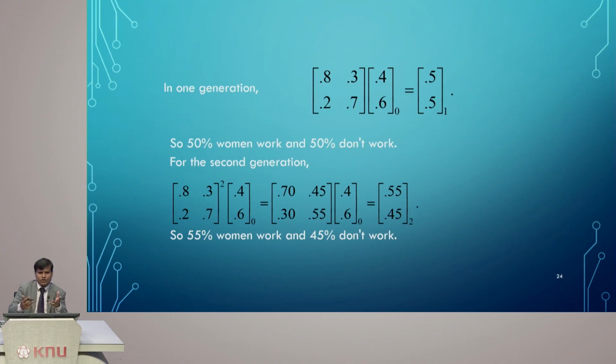And of course, you know what you should do for the third generation, right? If you are looking at the third generation, you would probably go for the cube of it, and then you would take up this initial distribution.